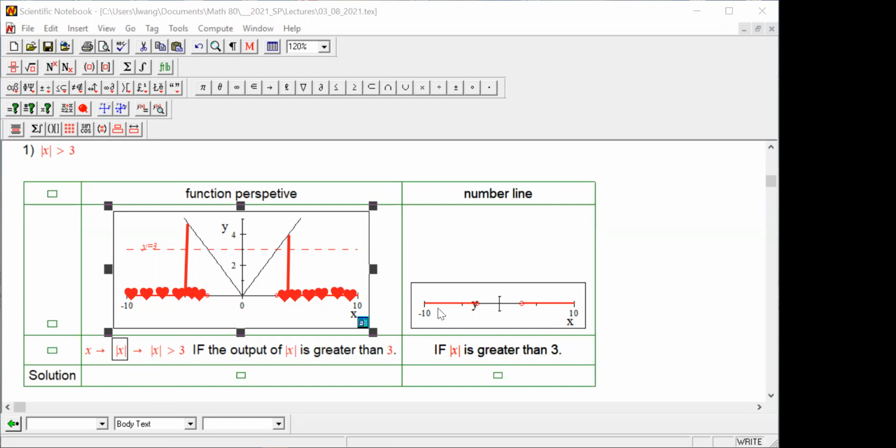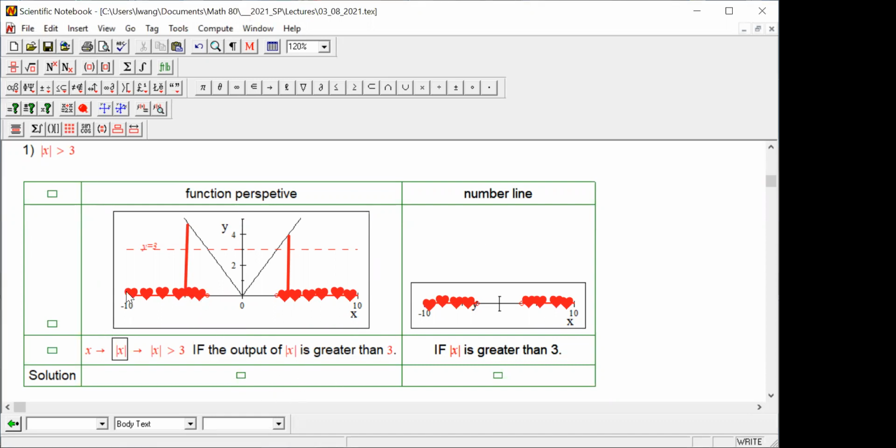Okay, on the number line perspective, the same thing. All of these numbers will give us the solutions, not including -3, not including +3 either. So the question is, how do we express it in inequality? We know there are many solutions. We understand that, right? But how do we express it? Okay, this is how we express it.